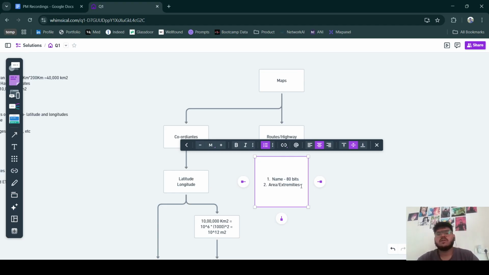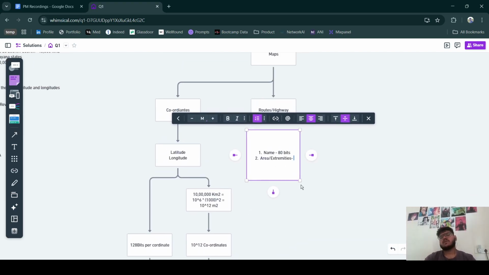And in the area and extremities, if I'm assuming the end coordinates and the starting coordinates are mentioned, it would be around 64 bits per coordinate of starting and ending. So it would be around 128 bits as well.